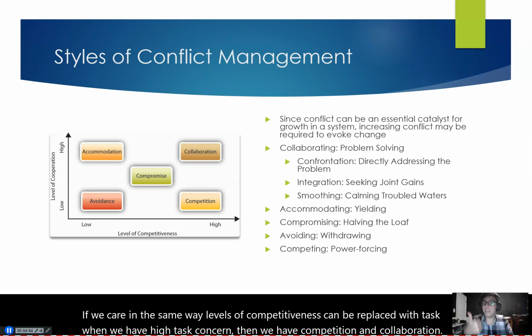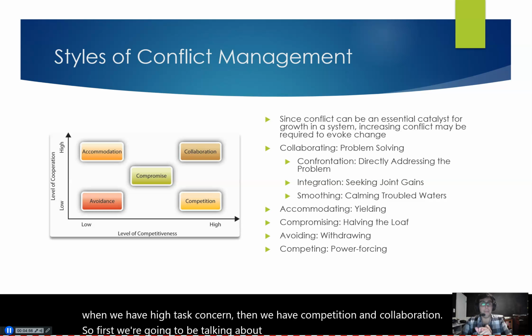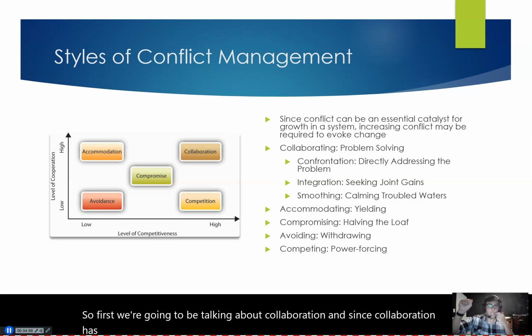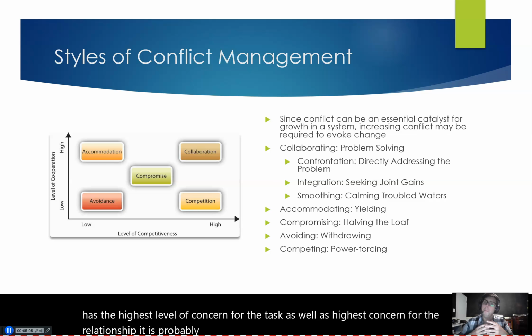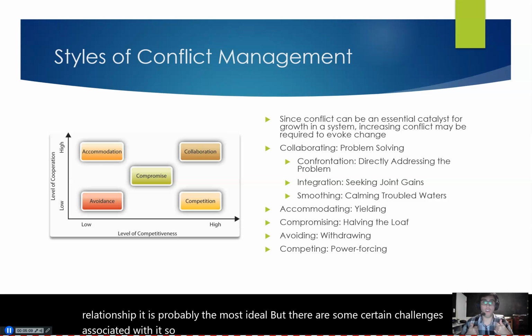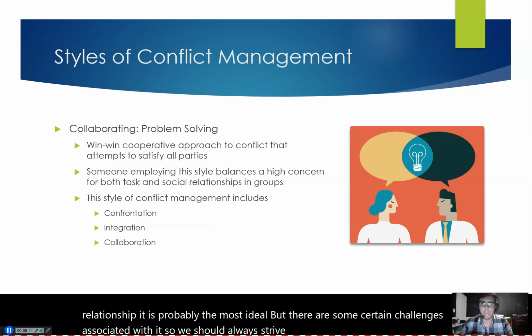First, we're going to be talking about collaboration. And since collaboration has the highest level of concern for the task as well as highest concern for the relationship, it is probably the most ideal, but there are some certain challenges associated with it. So we should always strive for collaboration of some kind.